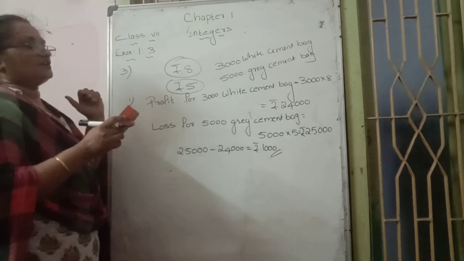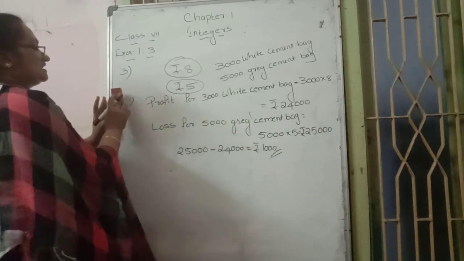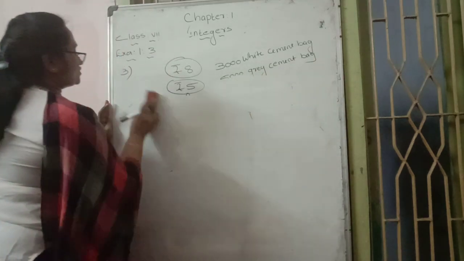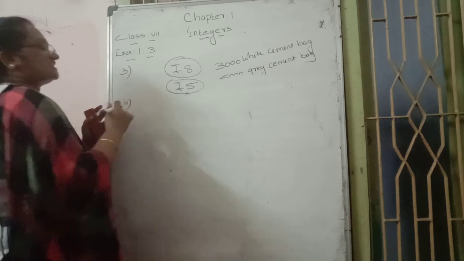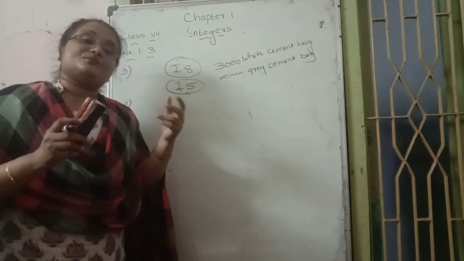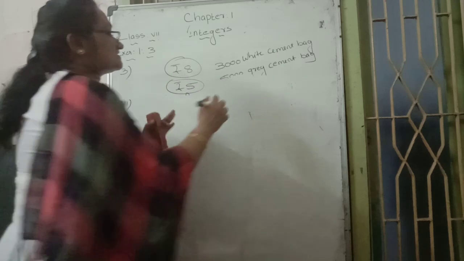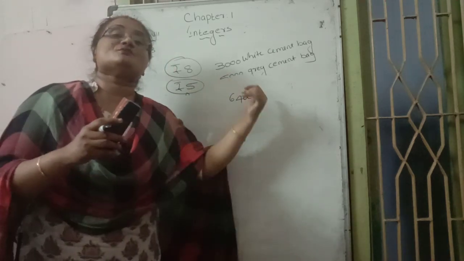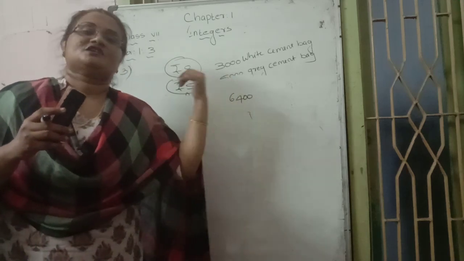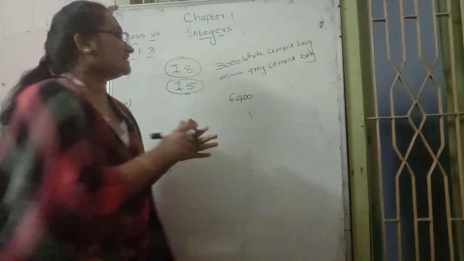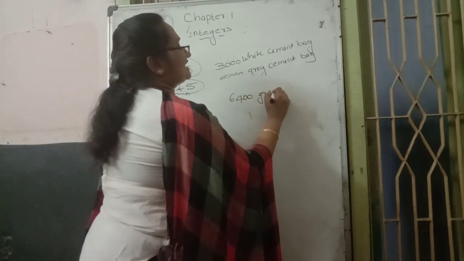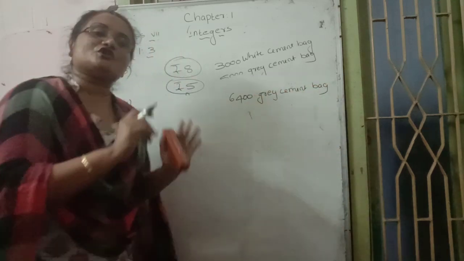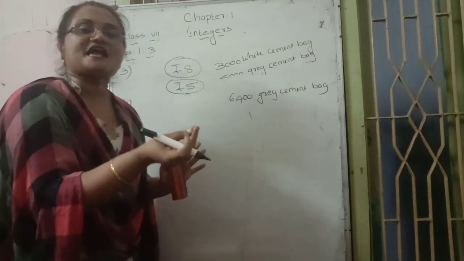That is the meaning of the first part of this question. I hope you can understand the first part. Next we want to find out the second part of this question. The second part tells us, suppose 6,400 grey cement bags are sold by the company. So automatically what will happen? A loss will happen there.